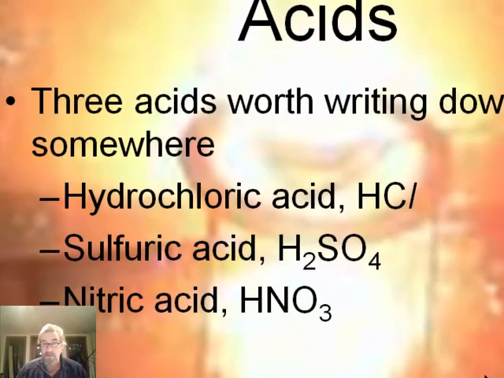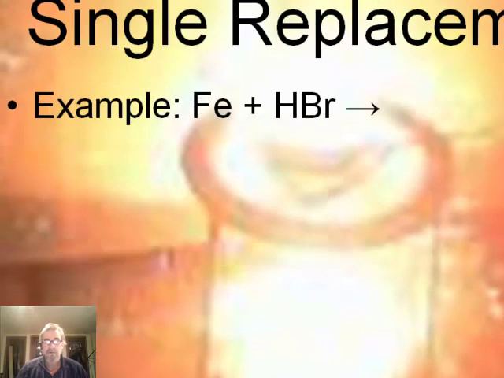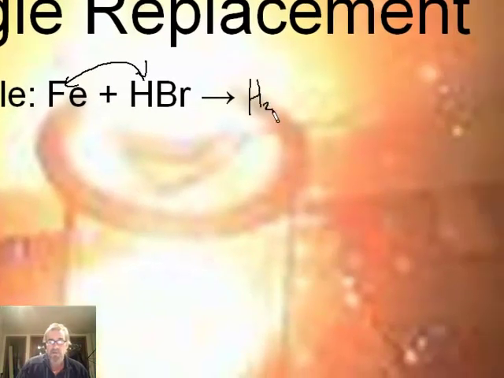So here's a metal with an acid. This is a cheap metal, iron, and it's going to replace the H in HBr, which is hydrobromic acid. So we'll get H2, and then we'll get iron together with bromine, probably FeBr2.